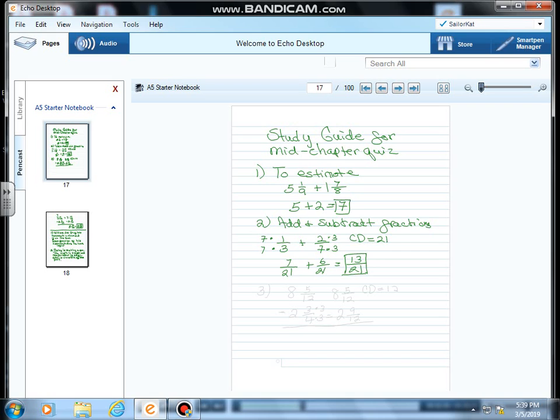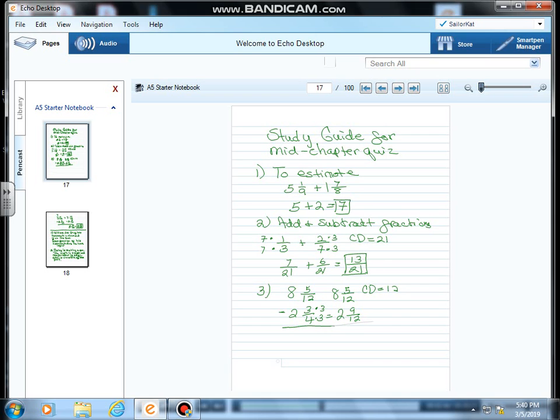The third thing you need to know how to do is to add and subtract mixed numbers. For instance, if you have 8 5/12 minus 2 3/4, then your common denominator would be 12 because 4 goes into 12. We would change 3/4 to 9/12 and keep the 5/12. Okay, here we have a problem.